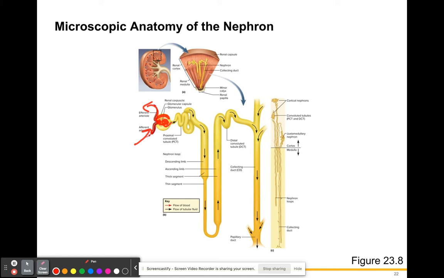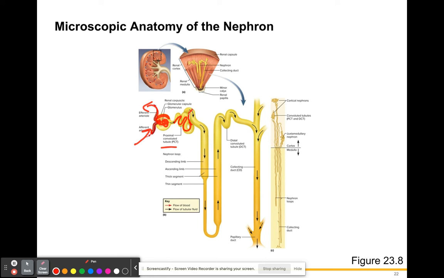Okay. Here is our proximal convoluted tubule. That's where the Bowman's capsule converges with the renal tubule, right? At the proximal convoluted tubule. It's very twisty, right? Notice that. Notice how it's very twisted up there.